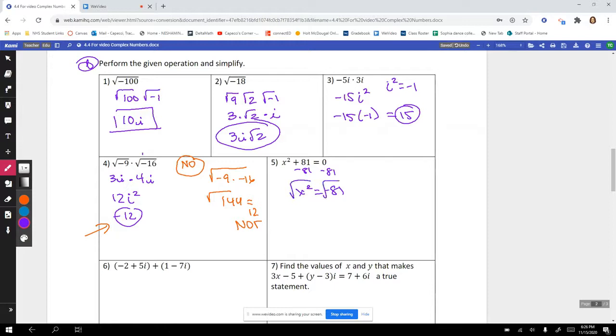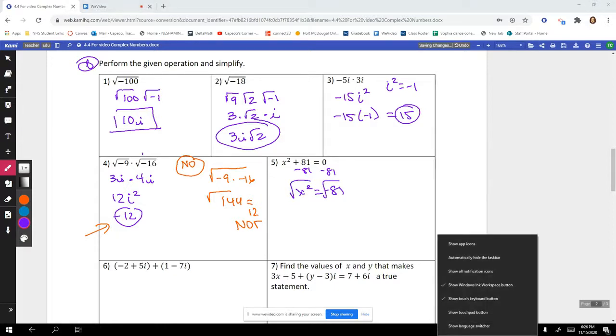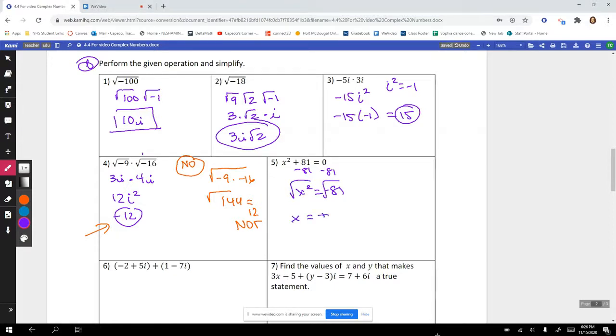Take the square root of both sides. Now remember, if I take the square root of both sides, I have plus or minus. The square root of negative 81 is 9i. So that's going to be our answer there. x is equal to plus or minus 9i.